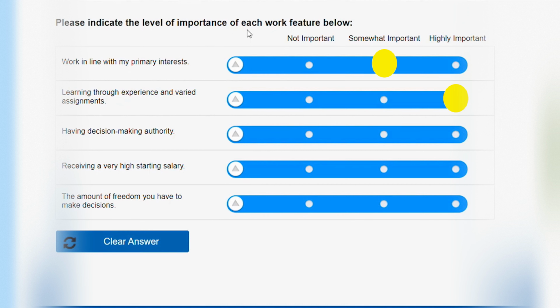Having decision-making authority, somewhat important. Same, I would avoid the extreme. Highly important would sound like you are just into decision making and you are not someone who can be a follower. You just want the leadership position.